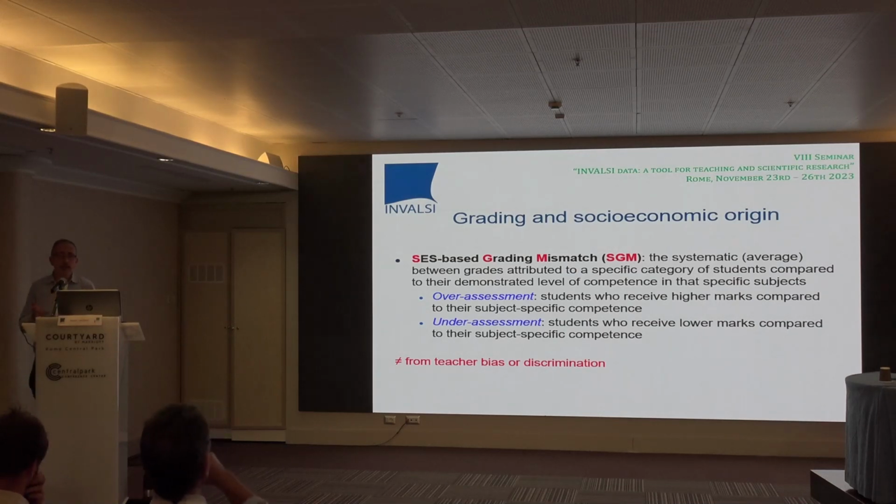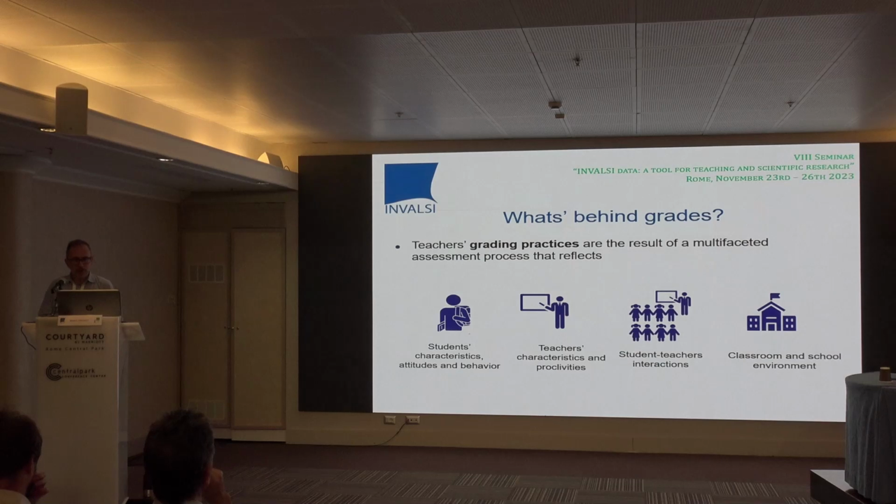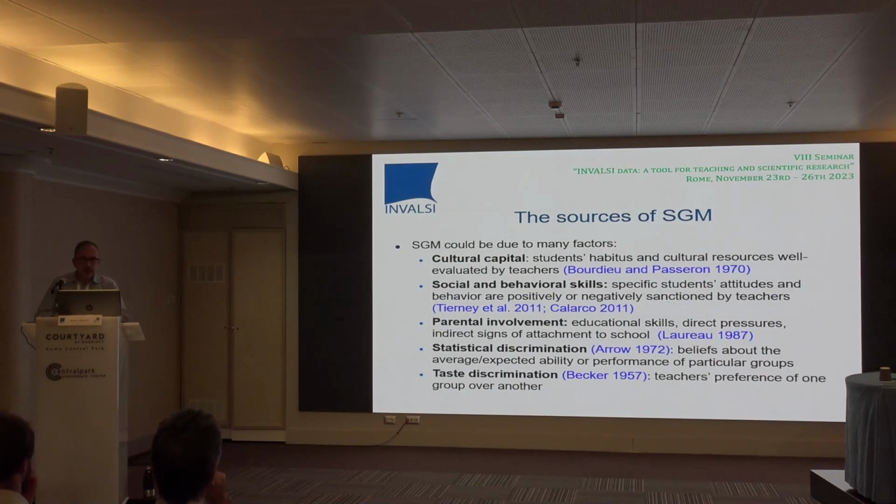What is important to highlight is that this SES-based grading mismatch is not teacher bias or teacher discrimination per se. Teacher bias and teacher discrimination can be one of the sources generating the SES-based grading mismatch. I will explain it in a few slides. To better understand this, it's better to understand the genesis of grading in schools. From the education and social science literature, we know that teacher grading standards and practices are the result of a complex assessment process, which reflects a lot of influences: students' characteristics, attitudes, behavior in classroom and at home, teacher characteristics and proclivities, student-teacher interaction, and characteristics of the classroom and school environment. I will not enter into the details because I will not try to disentangle these channels, but it's important to keep it in mind.